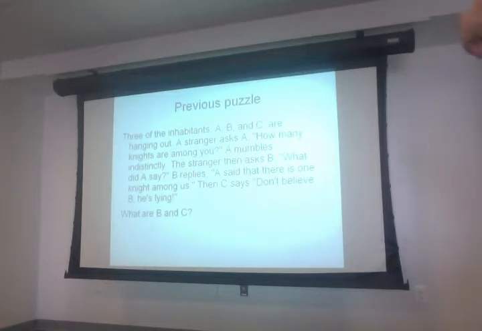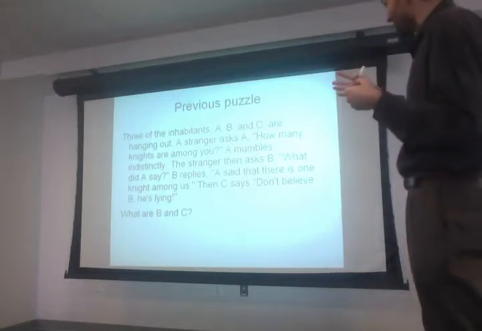So the only way two people are going to disagree is if they are of different types. So we know that among B and C, one of them is a knight and one of them is a knave. We just don't know which one, right? So now let's see what A can say, right?